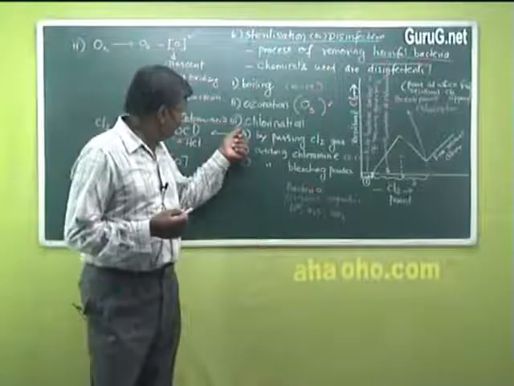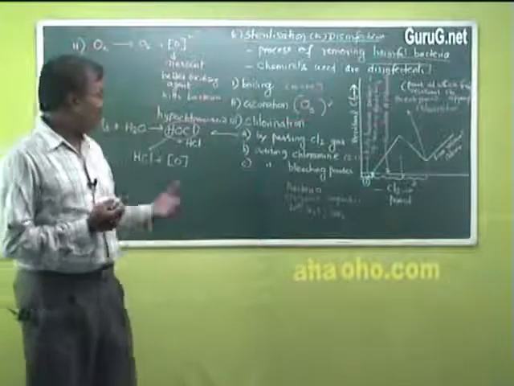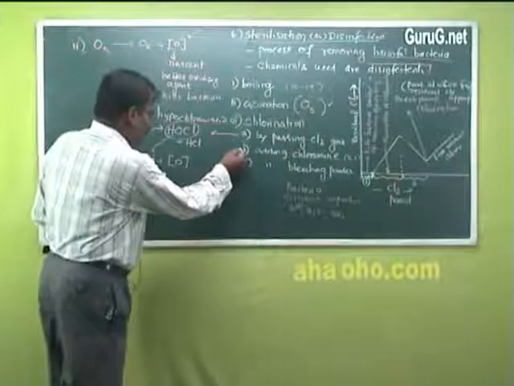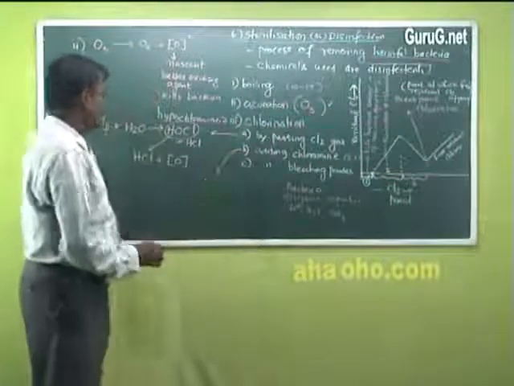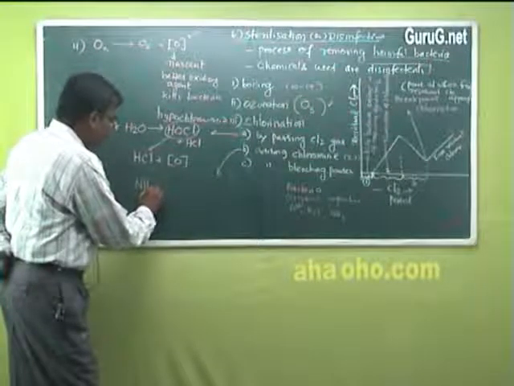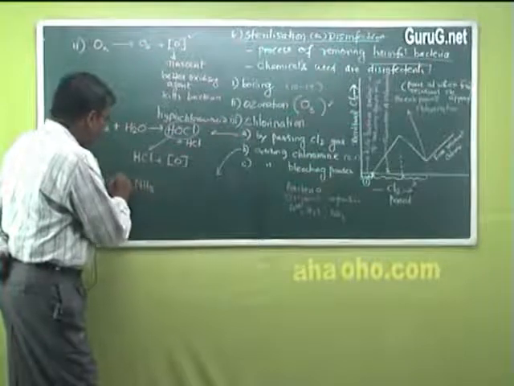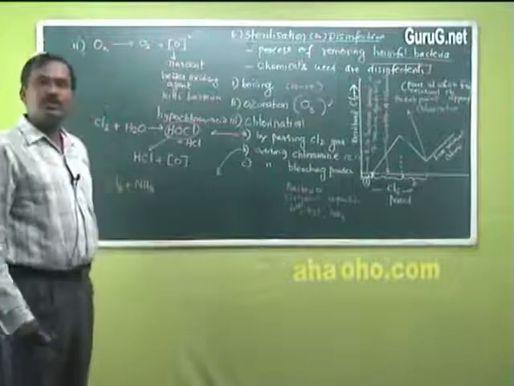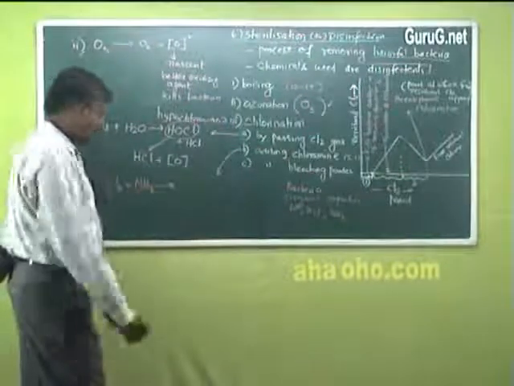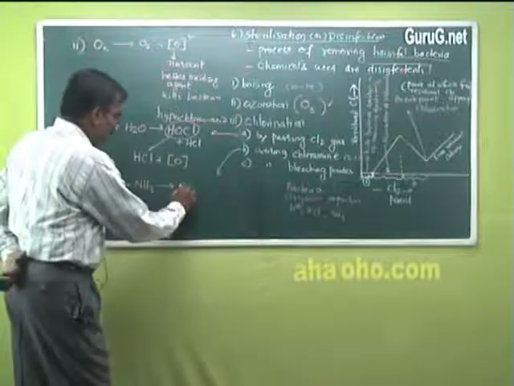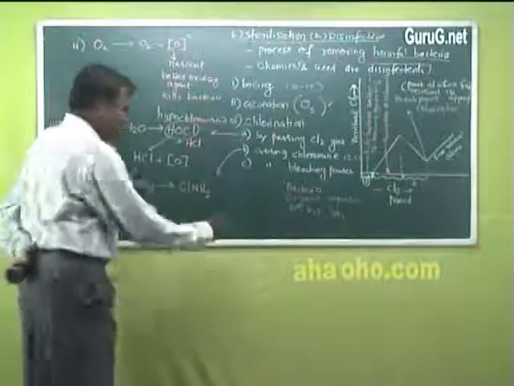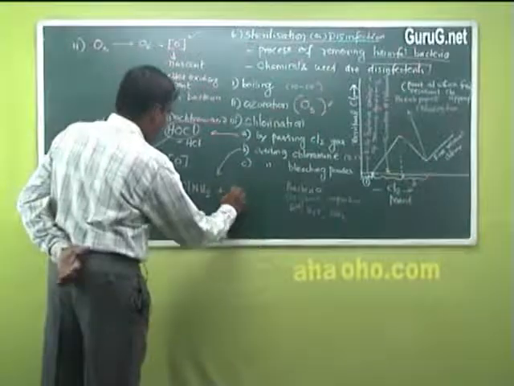The second technique is by adding chloramine. Chloramine is not obtained directly. It is obtained by mixing ammonia and chlorine in the ratio 2:1. It is bubbled through water. These two react to give chloramine, ClNH2, plus HCl.